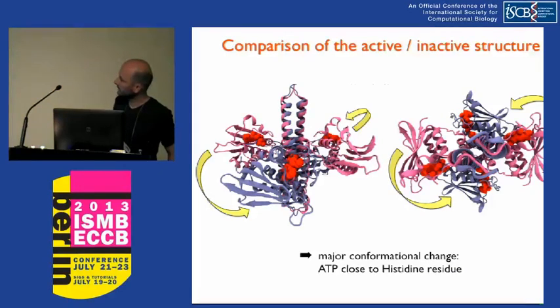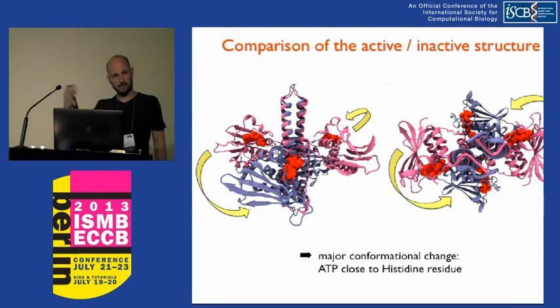One more remark: you see here the inactive and the active structure overlaid, and it's a very large conformational change. Basically this HATPase domain is rotated by almost 90 degrees around the histidine kinase domain, and probably without the help of these 3 contacts, we wouldn't have found this structure.